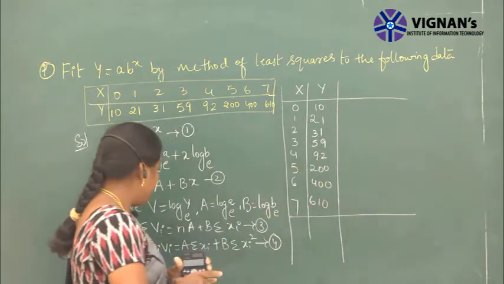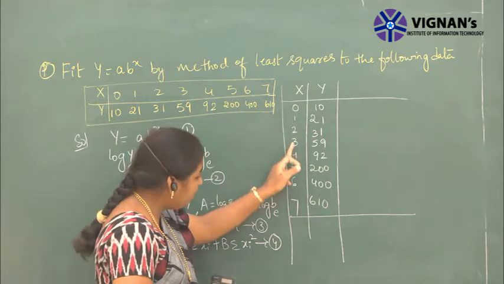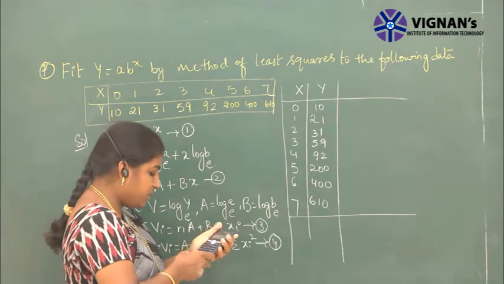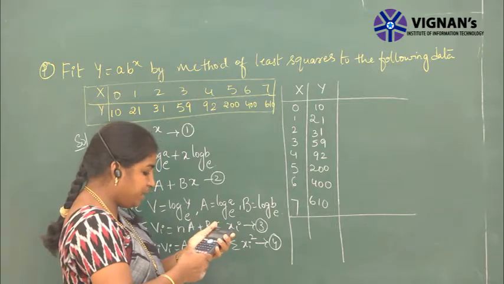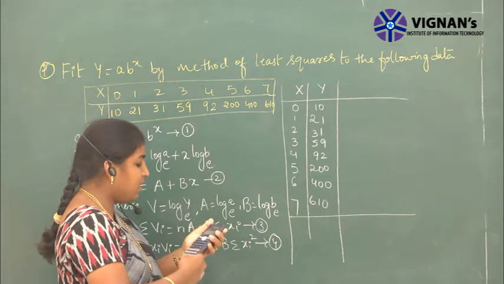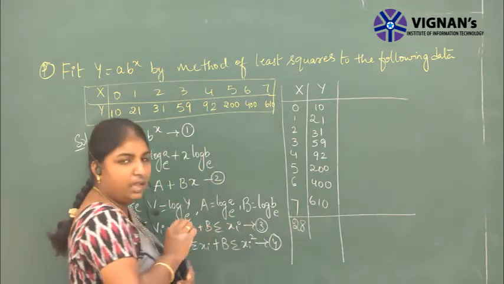See here, summation xi we want, that means adding all these values. So 0 plus 1 plus 2 plus 3 plus 4 plus 5 plus 6 plus 7 equals 28. So summation xi is 28.